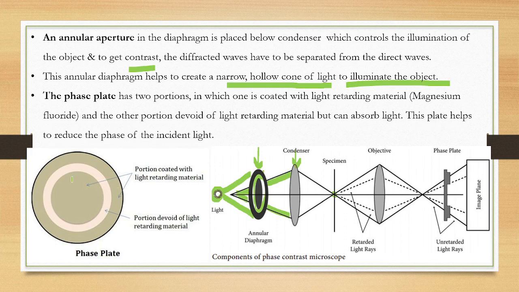And this is the second part. This is called the faceplate. It has just two portions, the outer and the inner portion coated with the light retarding material, so that when the light passes through the light retarding material, the light rays are slowed down. And this is the region where the portion is devoid of retarding material. The light can easily pass through it. There is no delay of the light. So these two regions are very important in the phase contrast microscope.